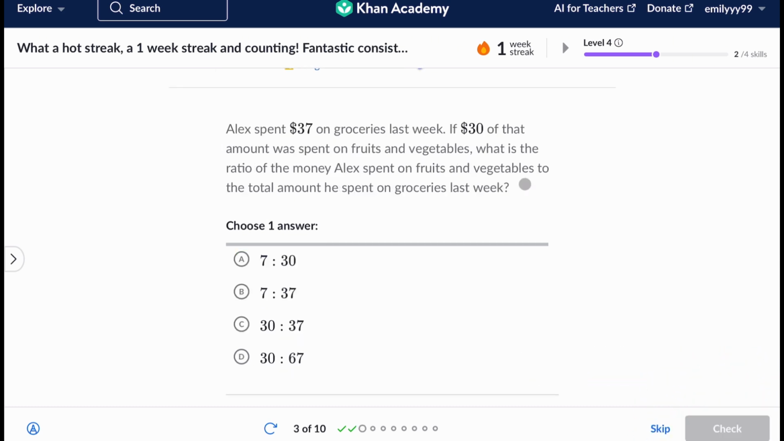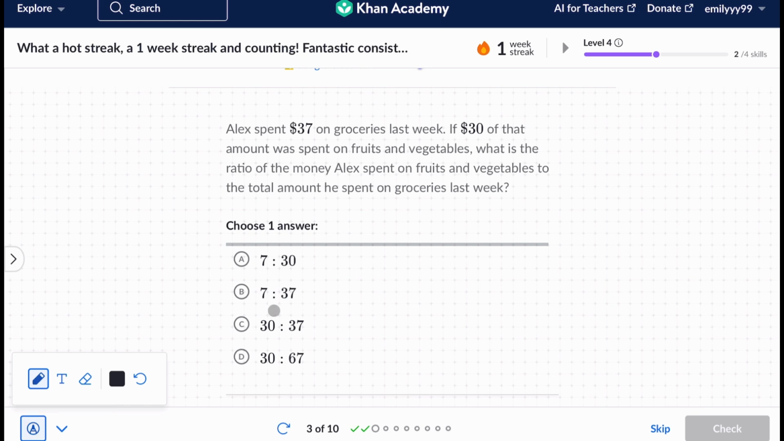Nice. Okay, Alex spent $37 on groceries last week. If $30 of that amount was spent on fruits and vegetables, what is the ratio of the money Alex spent on fruits and vegetables to the total amount he spent on groceries last week? So, okay, so we just have to set up the ratio. So the amount of fruits and vegetables is first, which we're told he spent $30 on, and then it is to the total amount he spent on groceries last week, and so it's 30 to 37.